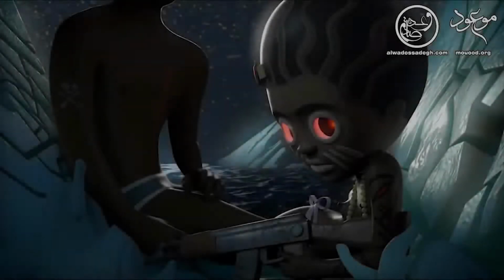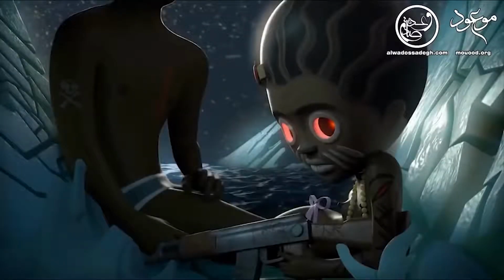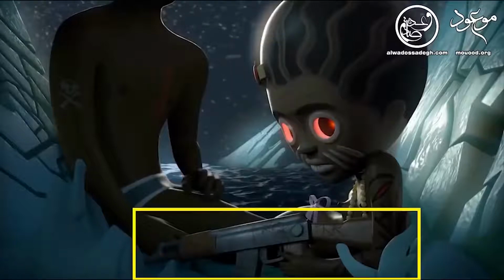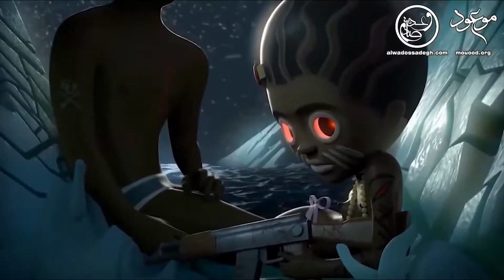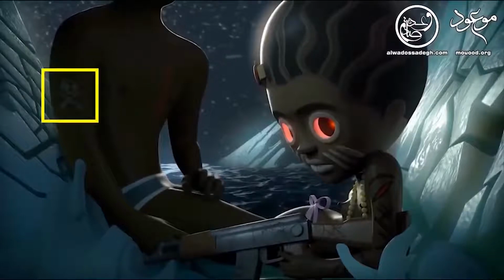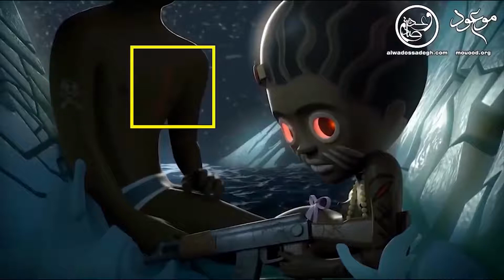In the next scene, we observe a robot-like African child with a heart symbol on his head and an AK-47 type rifle in his hand. Next to this child, there's an adult black man who has a symbol of skull and bones on his right arm, and an inverted cross has been painted on his chest.